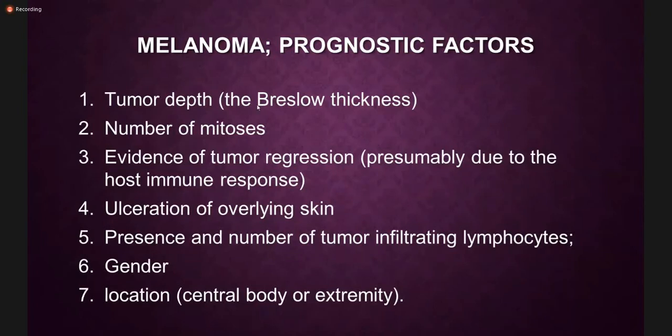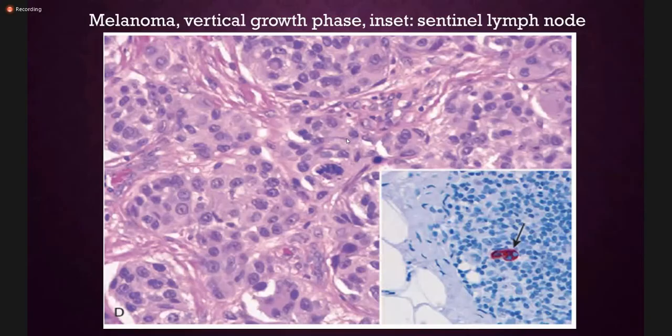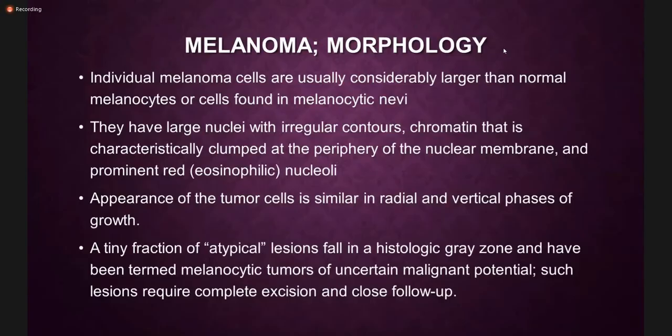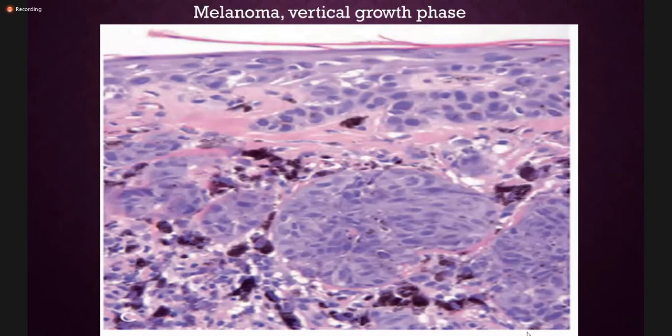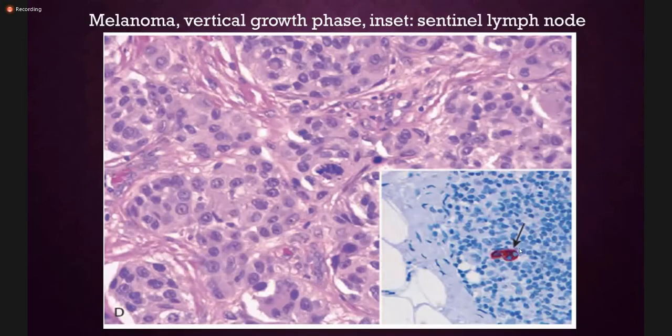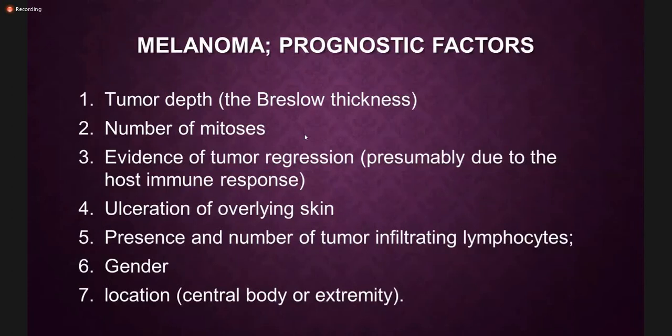Now, the prognostic factors for melanoma include tumor depth or tumor thickness, which is measured from the epidermal granular layer down vertically to the deepest part of the tumor. This is called Breslow's thickness. And the more the tumor depth or the more the Breslow's thickness, the poorer is the prognosis. The greater the number of mitoses, the poorer is the prognosis.